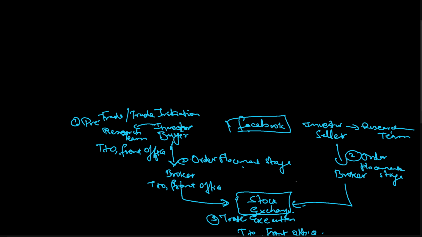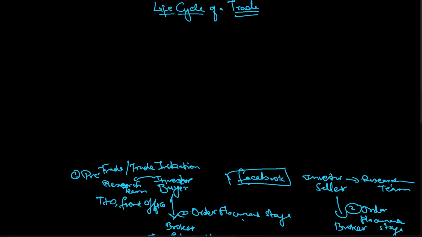Now once the trade gets executed, once the system finds the right match, the trade will get executed. Once it gets executed, the broker will pass on the trade details to the custodian. Now what is this custodian? Custodian comes from the word custody, which means taking care or safeguarding. So over here, safeguarding the investor's financial assets.